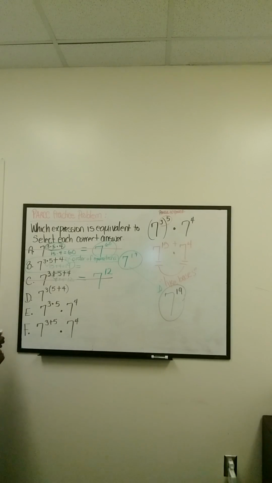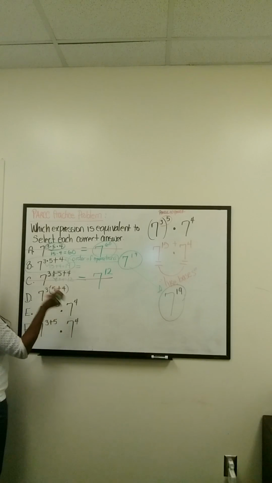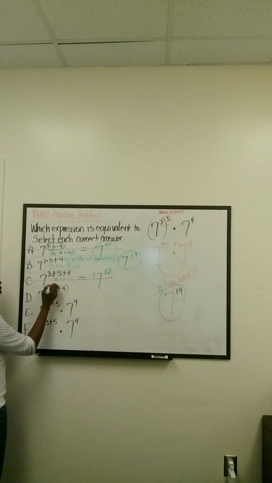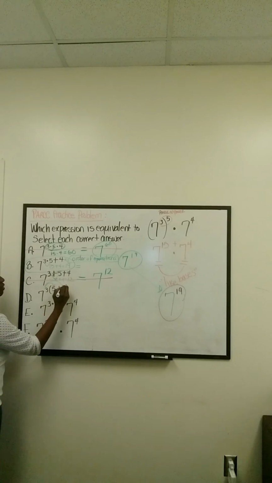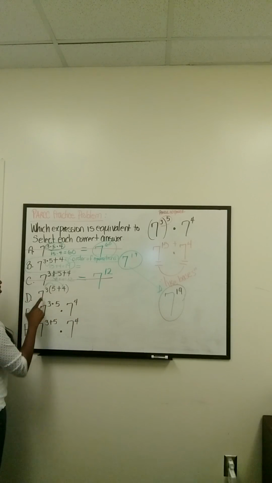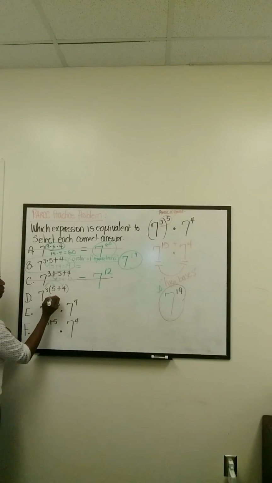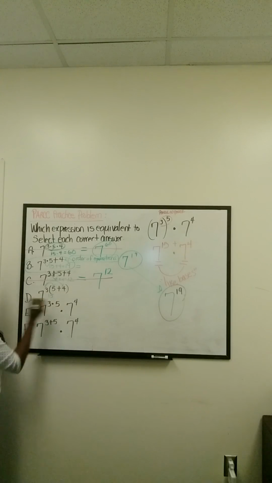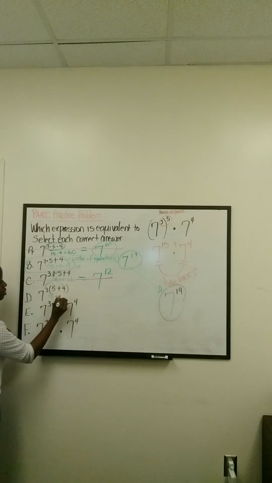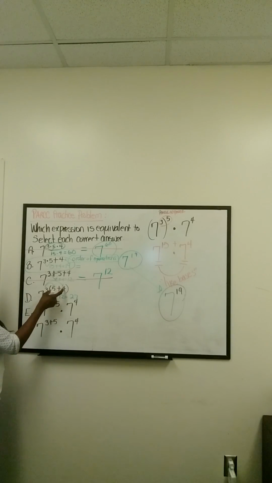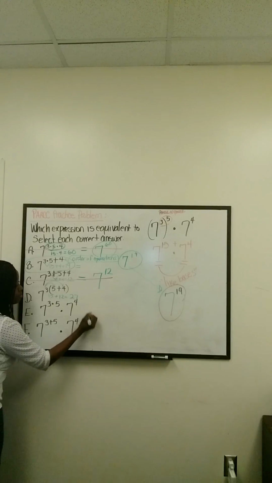Let's look at D. In D, we have 3 times the sum of 5 and 4. In this case, we can use either the distributive property, where we end up multiplying 3 by 5, and then 3 times 4. Because the distributive property tells me I'm going to distribute the 3, we would get 15, because 3 times 5 is 15, plus we would have 3 times 4, which is 12, and that would give us 27.